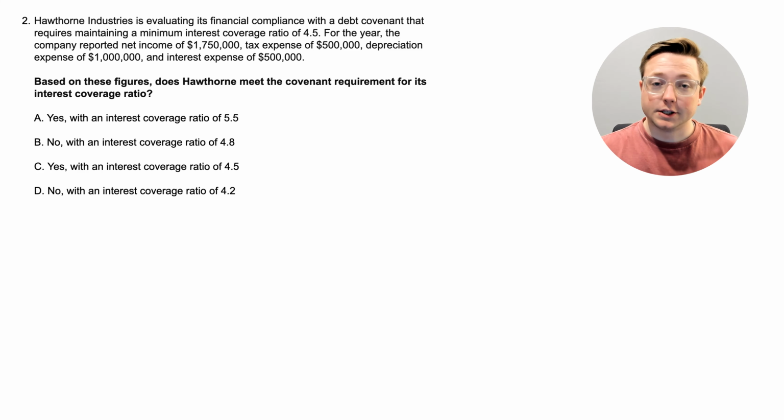All right, here we are at question 2. Based on these figures, does Hawthorne meet the covenant requirement for its interest coverage ratio? Okay, let's go up to the top. Hawthorne Industries is evaluating its financial compliance with a debt covenant that requires maintaining a minimum interest coverage of 4.5. For the year, the company reported net income of $1,750,000, tax expense of $500,000, depreciation expense of $1 million, and interest expense of $500,000. So with all that information, again, we have to figure out if they are meeting their requirement of the interest coverage ratio being 4.5 or greater.